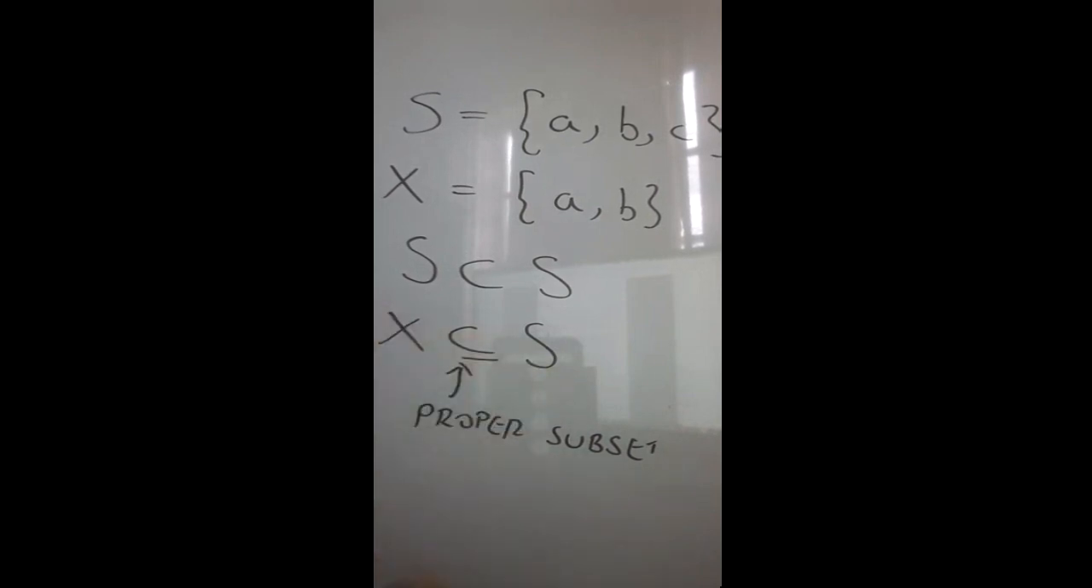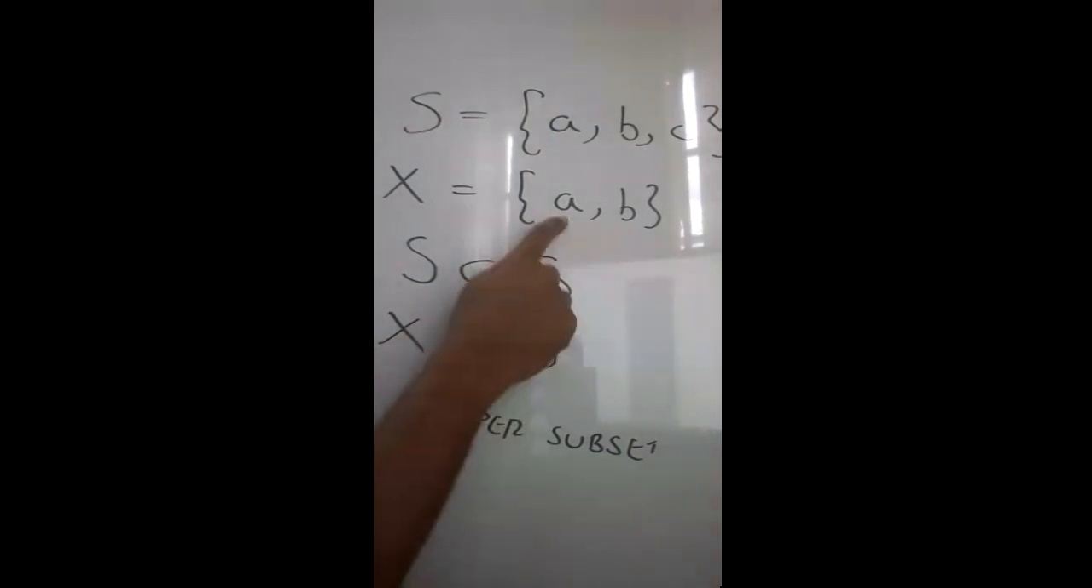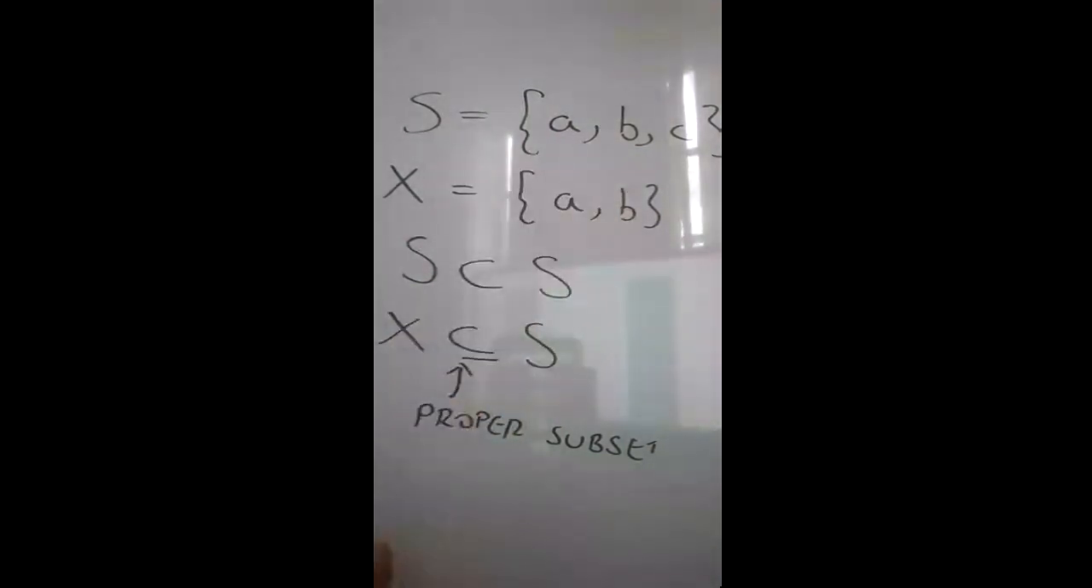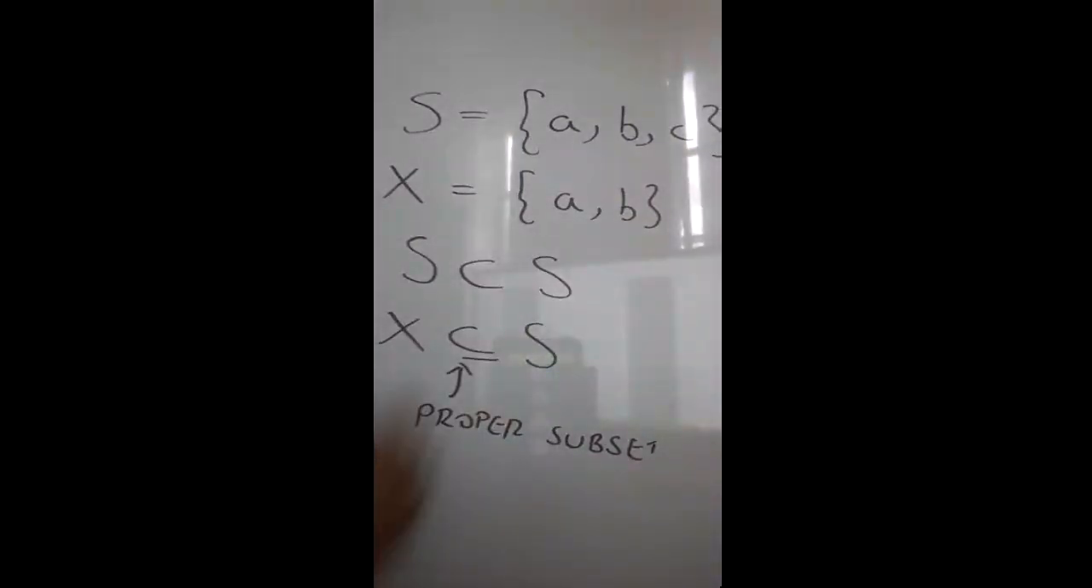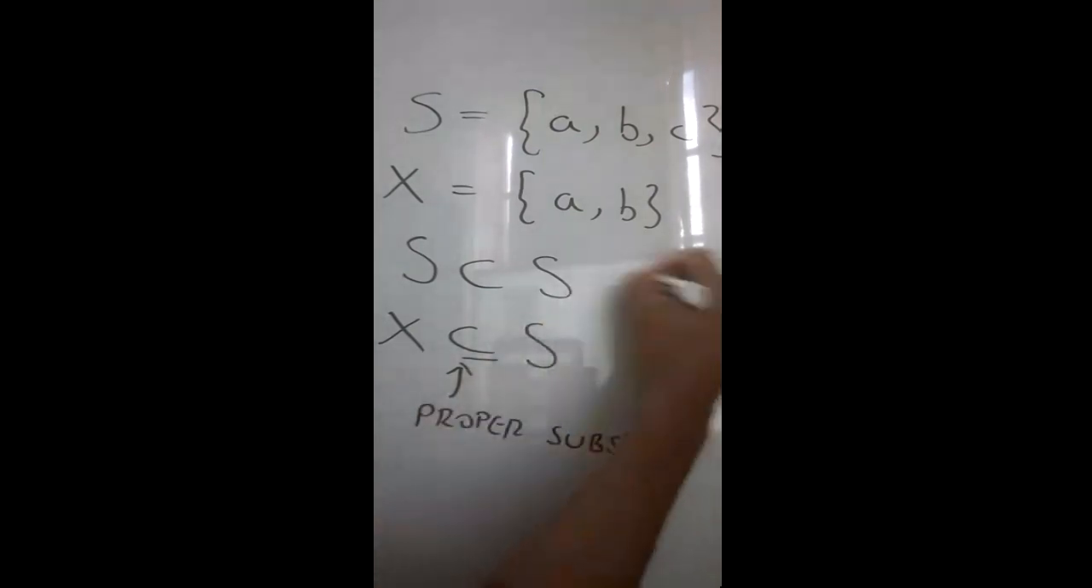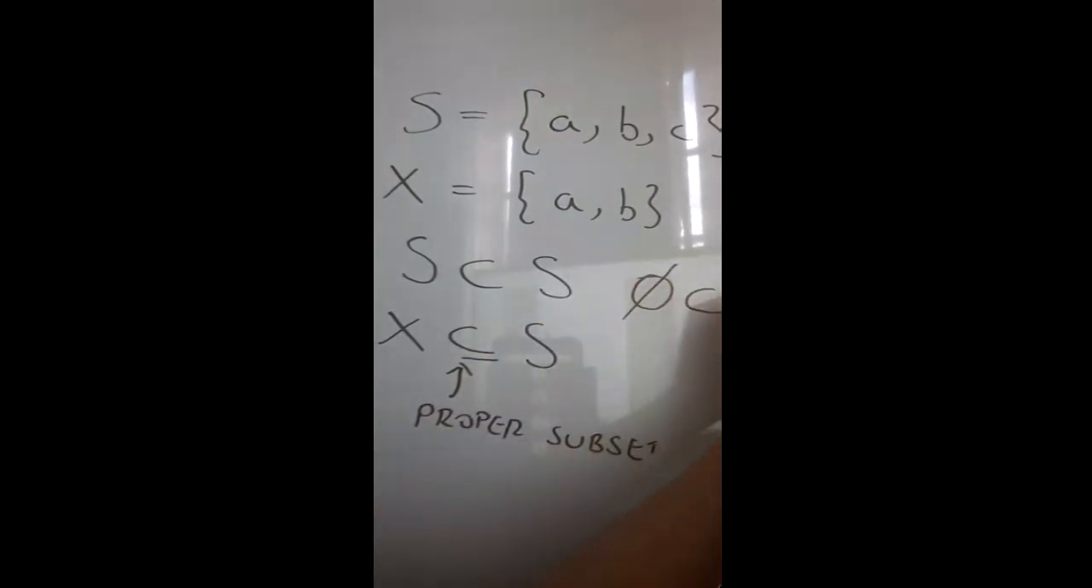All right, so let me first say what a subset is. A subset of a set is when everything in one set can be found in the other. So look at this. Everything in X can be found in S because A and B are in S. Everything in the set S, ABC, can be found in the set S, ABC, which is true. That is why there's this rule that every set is a subset of itself. And also, the empty set is a subset of every set.